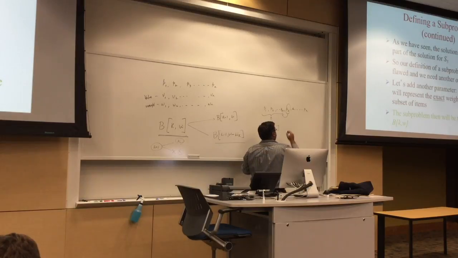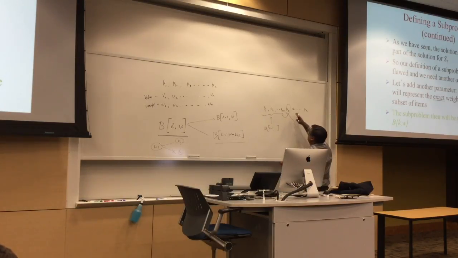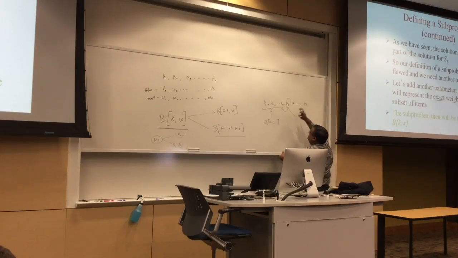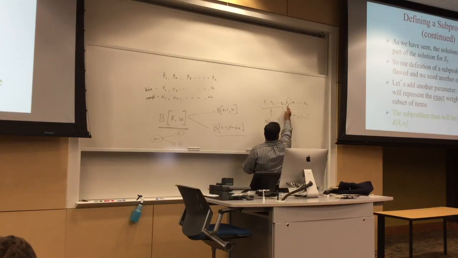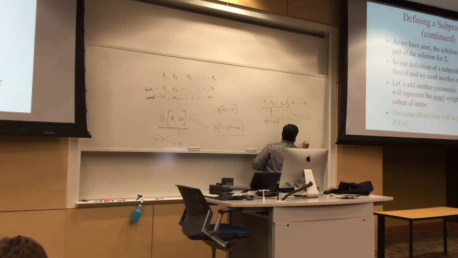So after making the choice, whether I've chosen it or not chosen it doesn't matter, but after considering this, if say this was B, K, W, then there are two situations. Either I chose it, then this must be B, K minus 1, W minus WK, because then this WK is going to get added to this. Or, if I did not choose it, then this is the same as B, K minus 1, W.